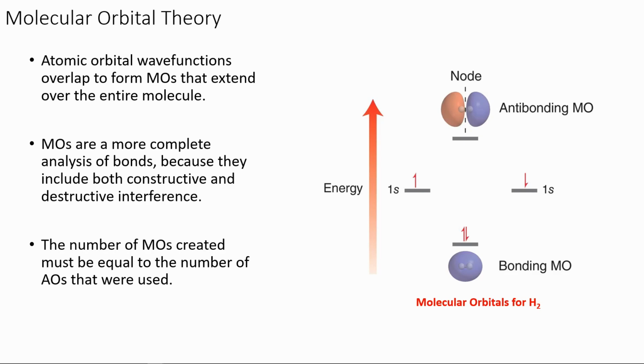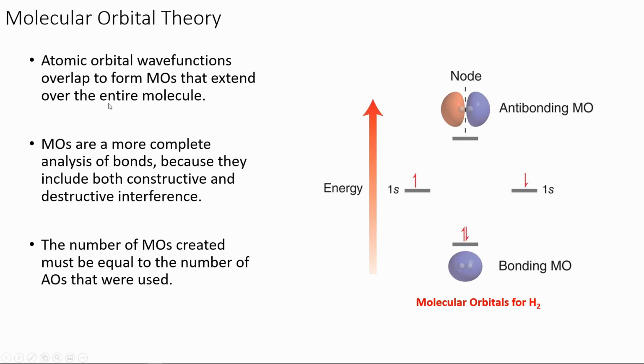When we transition between atomic orbital theory and molecular orbital theory, instead of thinking about the orbitals of an individual atom, we're going to start thinking about the orbitals of a more complex species, the molecule, and the orbitals of these two atoms interacting together. So atomic orbitals are the wave functions that overlap to form the molecular orbitals of the entire molecule.